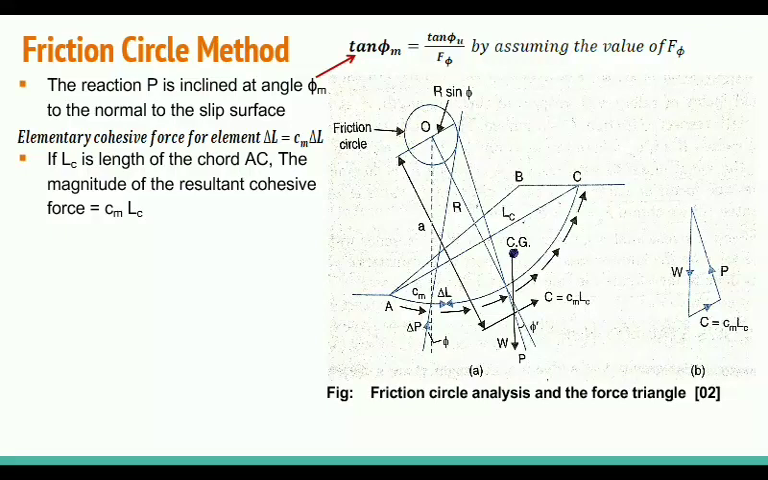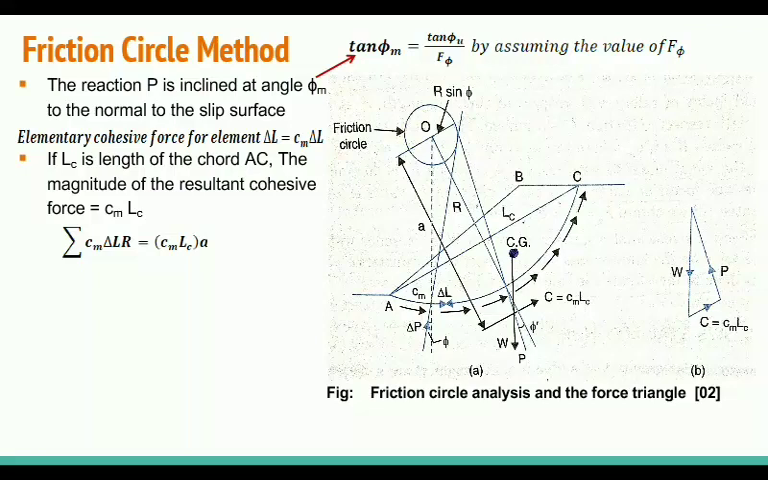So we can write the resultant cohesive force as Cm into Lc. Cm is the unit mobilized cohesion along the slip surface. But now we are not working at the slip surface, so just be careful. We can write Cm into Lc as the resultant cohesive force, and we can find its position. Where is this force acting in this figure? To find the position, we can equate the moments about the center O: the moments of all the elementary cohesive forces delta L along the slip circle about the center of rotation O, to the moment of the resultant about O.